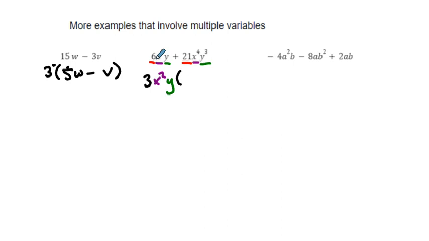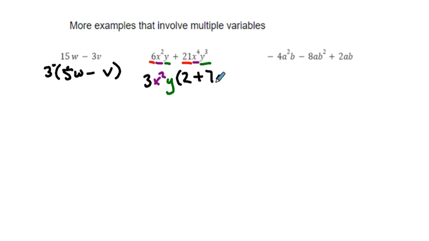So 3 times what gives me 6? Well, 3 times 2. X squared times what gives me x squared? Well, 1. So that's good. And then y times what gives me y? Again, 1. So all I really need over here for this first term is the 2. All right, and then we have plus. We have 3 times what gives me 21? That would be 7. I've got x squared here times what gets me to x to the 4th power.